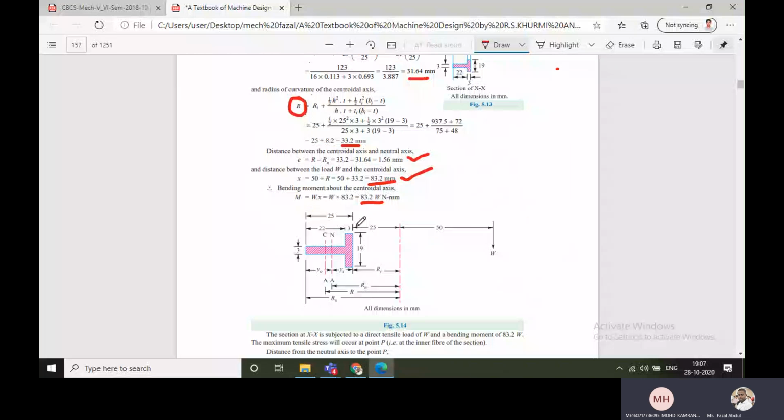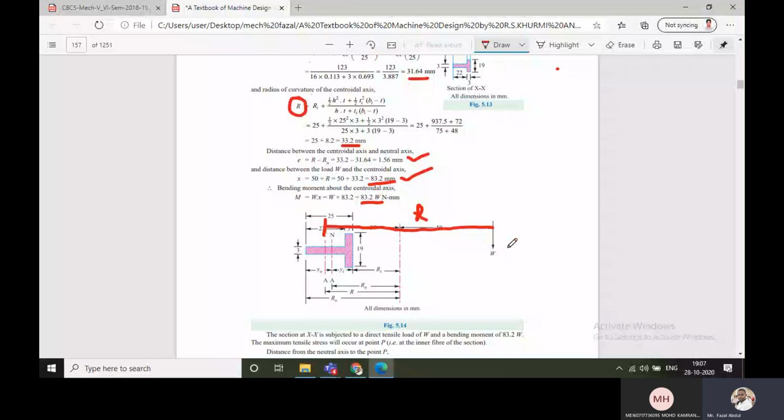And the R value, how much? The R value we just calculated is 33.2. The Rn value we also calculated, that is 31.64. Now W bending moment means load into perpendicular distance. Perpendicular distance means the distance from here up to here. That represents the X value, the load into distance. So that you calculated here.